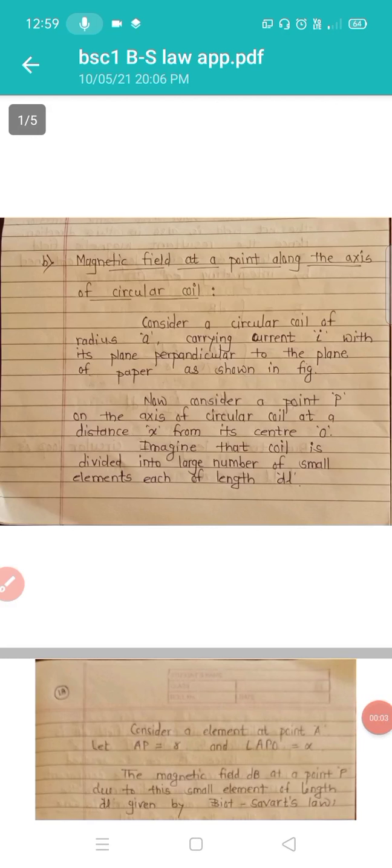Hello students. Today the next part is the magnetic field at a point along the axis of a circular coil. This is another application of Biot-Savart's law. For this we have to consider a circular coil of radius a carrying current I with its plane perpendicular to the plane of the paper as shown in figure.